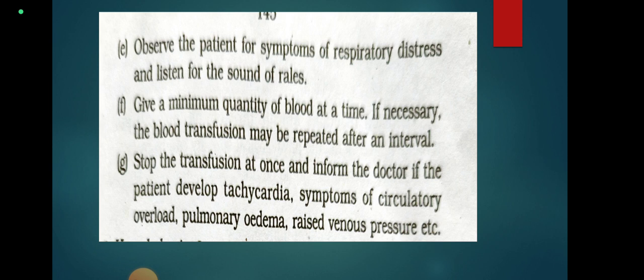Observe the patient for symptoms of respiratory distress and listen for the sound of rales. Give a minimum quantity of blood at a time. If necessary, the blood transfusion may be repeated after an interval. Stop the transfusion at once and inform the doctor if the patient develops tachycardia, symptoms of circulatory overload, pulmonary edema, raised venous pressure, etc.